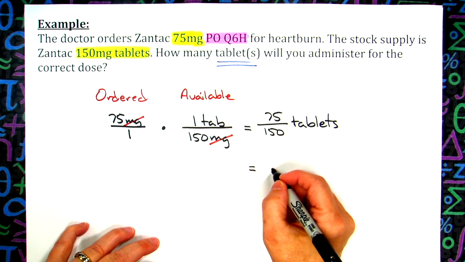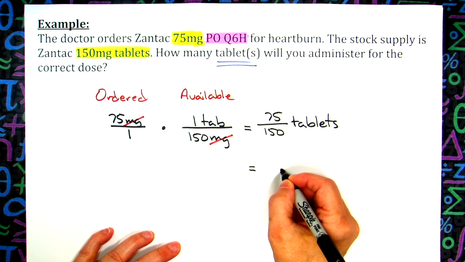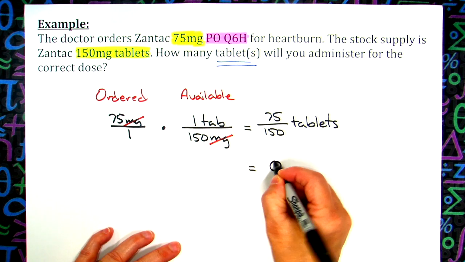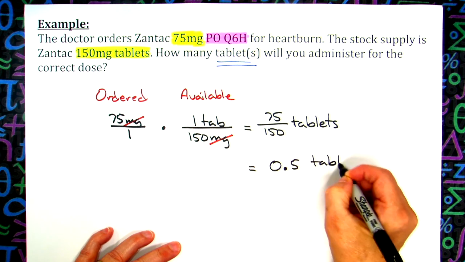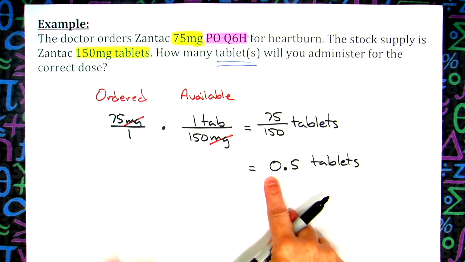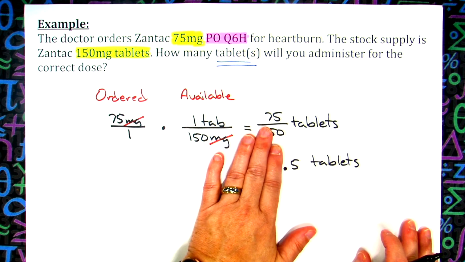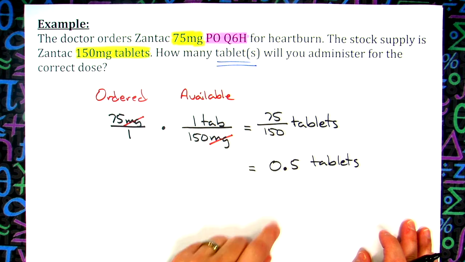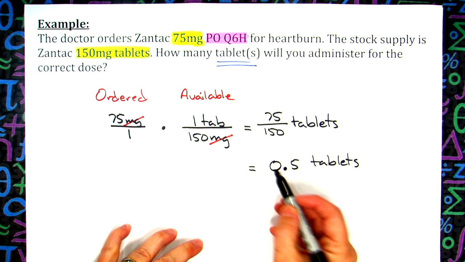All right, so remembering that nurses are leaders, not followers, if I wanted to write this as 0.5, I would definitely need to go 0.5 tablets. This is the 0 in front. If you were to leave that out and just write it as .5, that could easily be misread as 5 tablets. So we want a half of a tablet, 0.5 tablets.